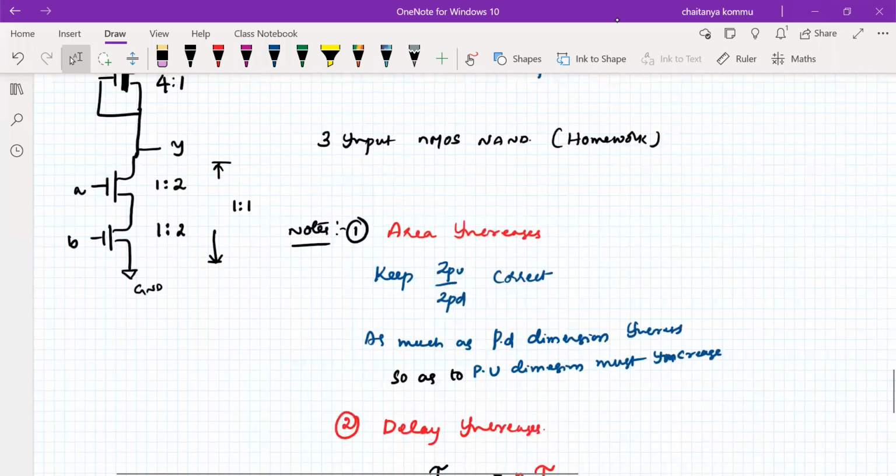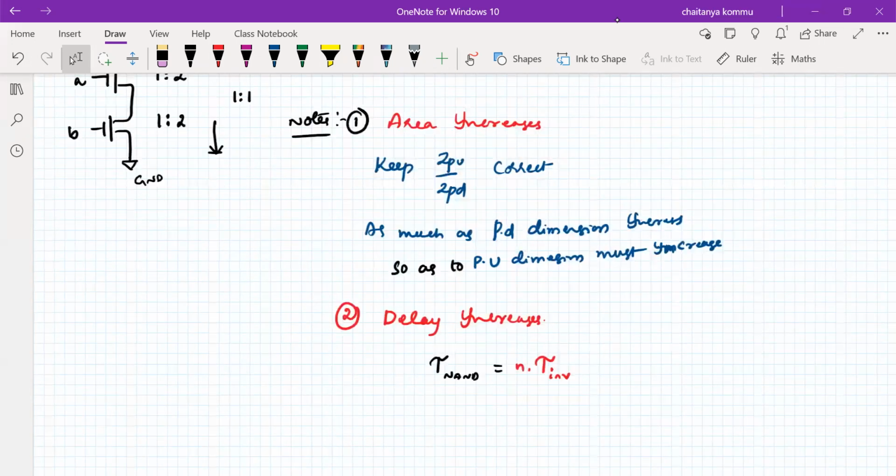So when we compare to the simple NMOS inverter, if we take that, then we have n times increase. For example, a 2 input NAND gate means 2 times the inverter delay, a 3 input NAND gate means 3 times a simple inverter, and if you consider a 5 input NAND gate, 5 times the inverter delay will be increased. So that is what we can observe.